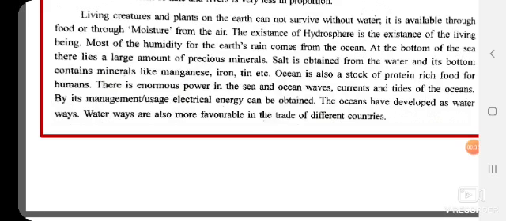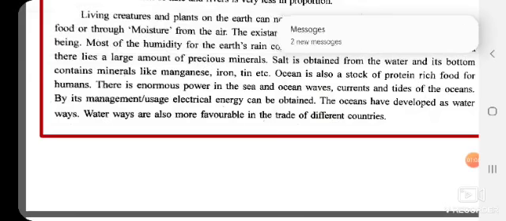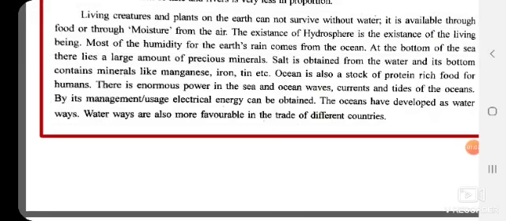Most of the humidity of the earth's rain comes from the ocean. At the bottom of the sea there lies a large number of precious minerals. With that humidity, the water vapors that go up, you have learned about the water cycle. So that comes from the ocean. And below the sea, a large number of precious minerals are also found.